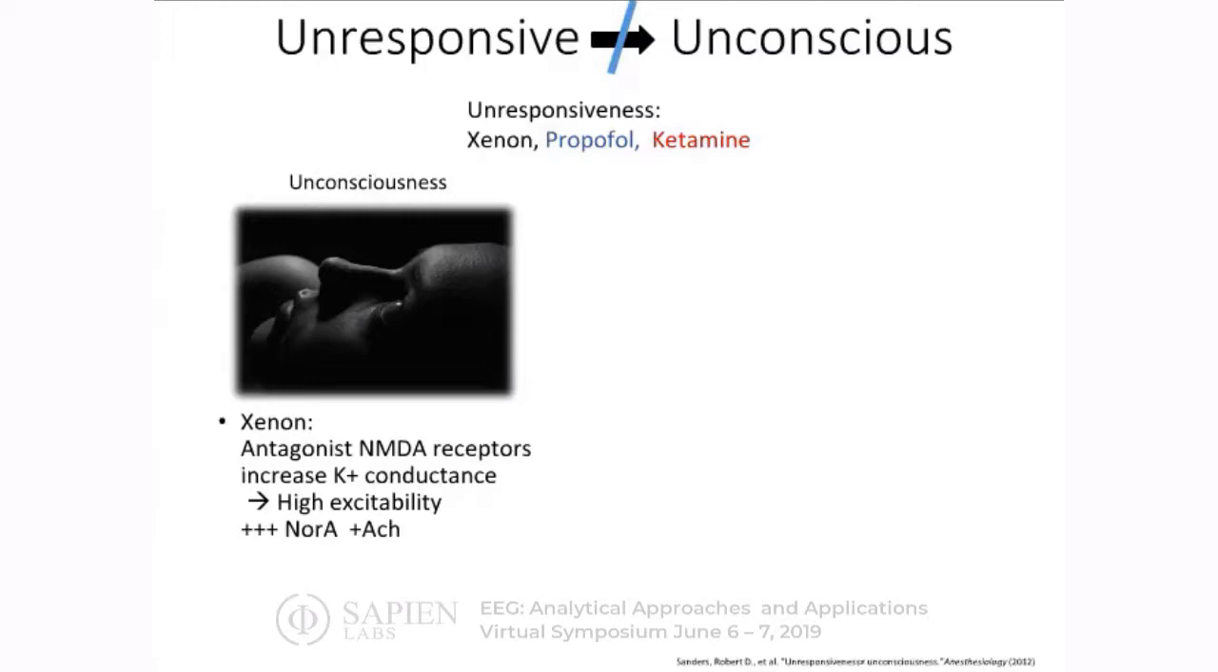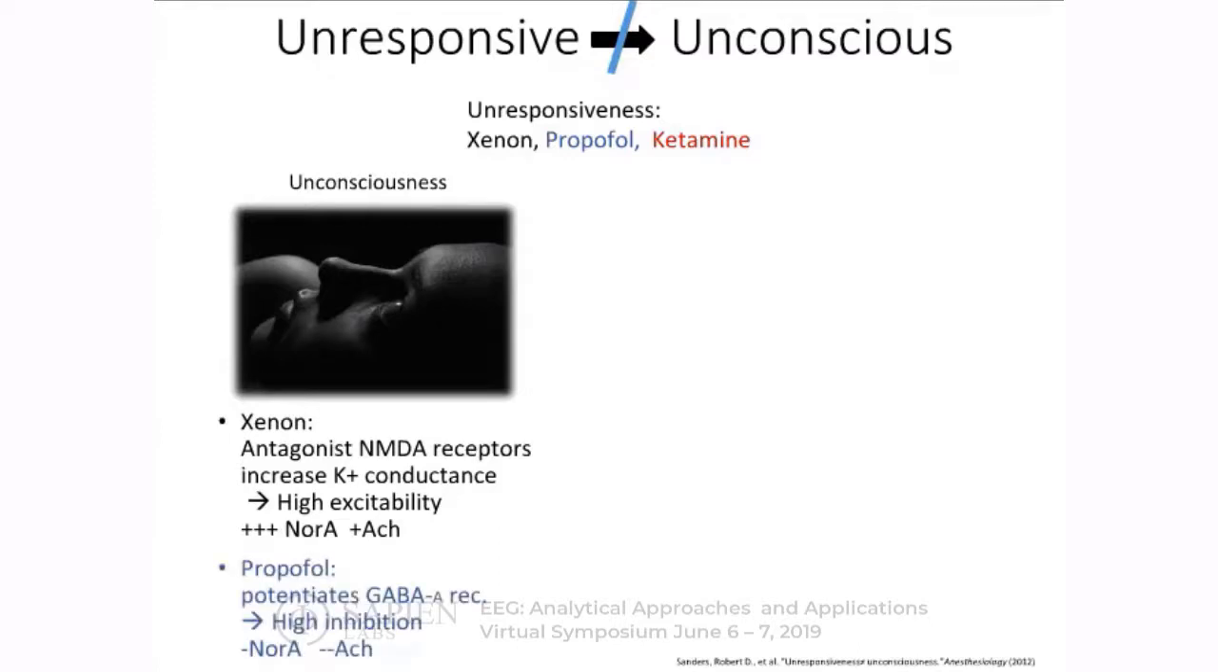So it was used in this case as a particular agent that has a different mechanism of action from the classical ones. It's an antagonist of NMDA receptors, and it increases potassium conductance. So it has this increase in excitability, but at the same time it leads to a prolonged refractory period, so that whenever there is an increase in excitability, the firing rate cannot be sustained and it is followed by a downstate.